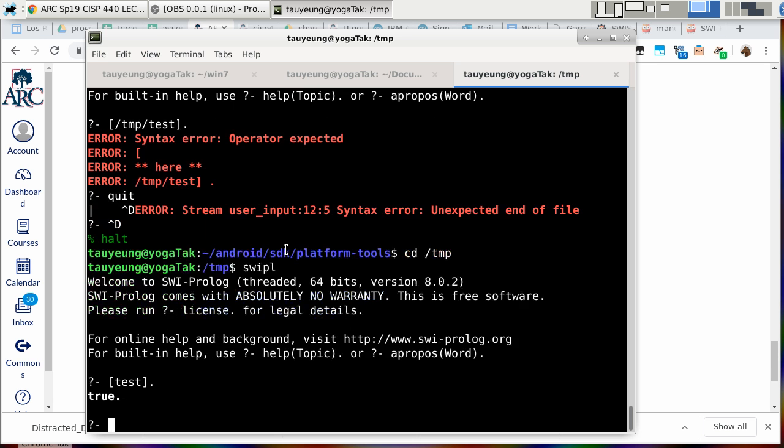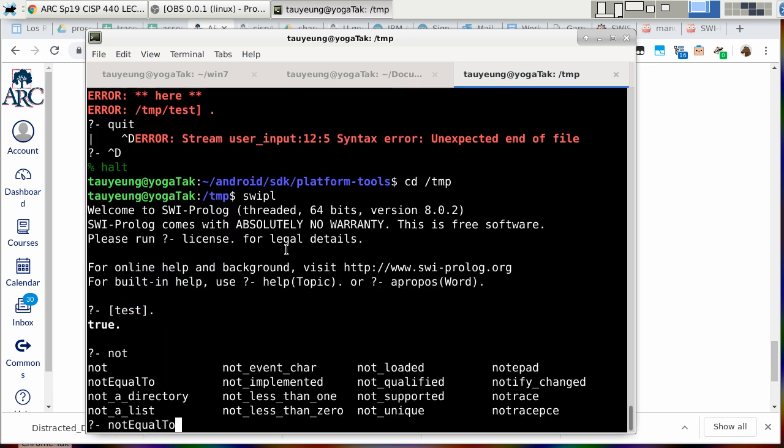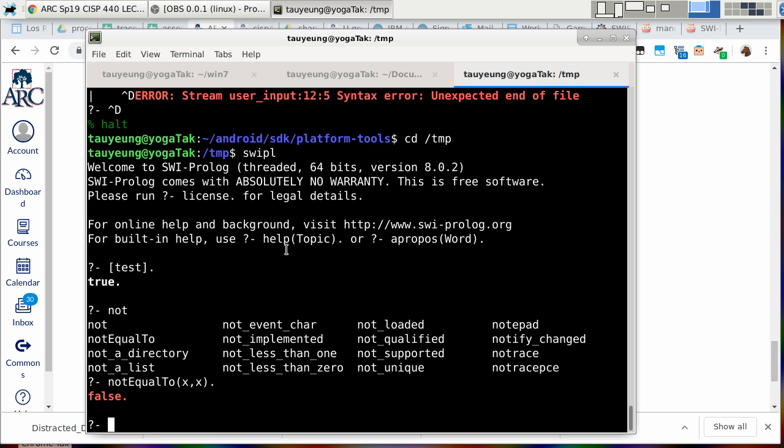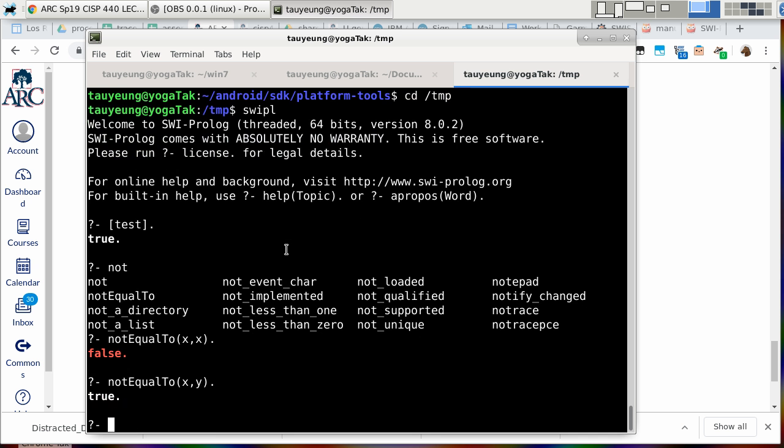There we go. So we say not equal to, we can give it two things that are the same, like x and x here. And it says it's false, which is true, because if they're the same, then they are not not equal. X is not equal to x. Okay, x and y are different, so they return true. So that means this mechanism does work.